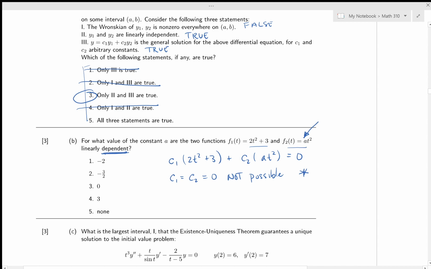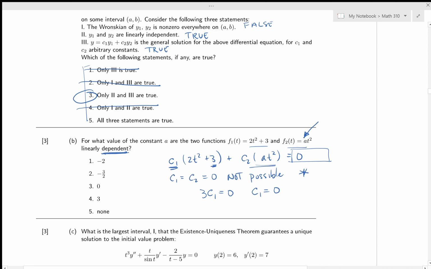Okay, so now I'm looking at this. On the left-hand side I'm adding two polynomials, and on the right-hand side I have 0. So I can form two equations and two unknowns from this. And I can see on this side here, the constant term is 0. And over here, the constant term is c1 times 3. There's no constant term here. So this tells me that 3c1 is going to have to be equal to 0. That tells me that c1 is 0.